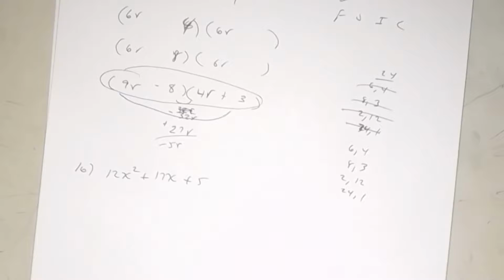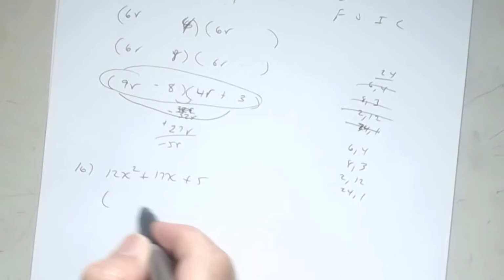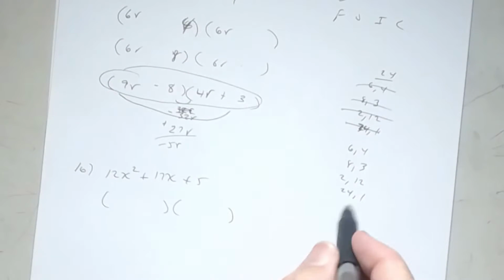All right, now whenever either the first or the last term is prime, it makes things a little bit easier, because you know the GCF is going to be 1. So for 12, what's the GCF? 1. All right, so I'm going directly to two binomials since we have 3 terms.